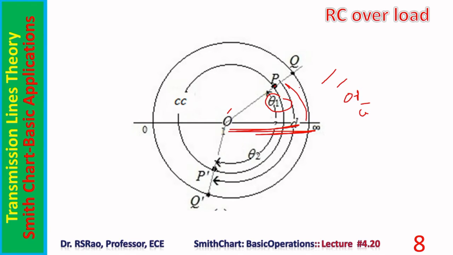Here, another example is also considered. Let us suppose load point is here, P prime. In such case, what you have to do is extend this radius further to the periphery of the chart. Let it be Q prime. OP prime by OQ prime gives magnitude, and the angle of the reflection coefficient you have to measure as usual from one infinity segment, that is θ2. It is negative in fact in this case.